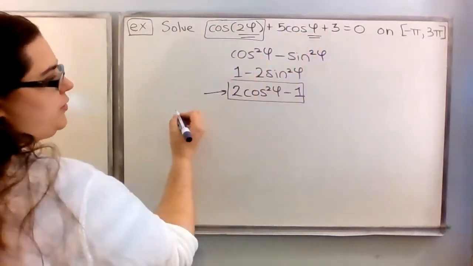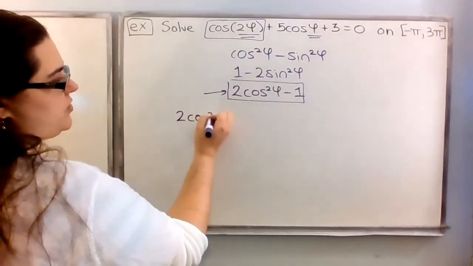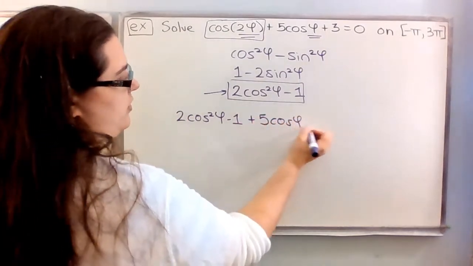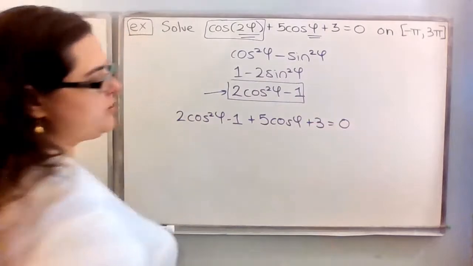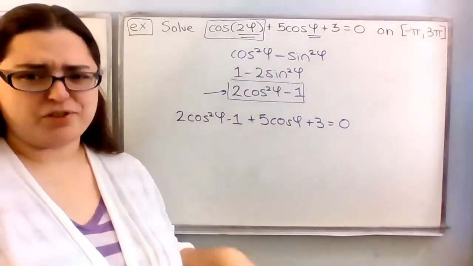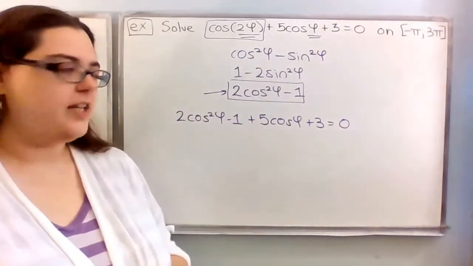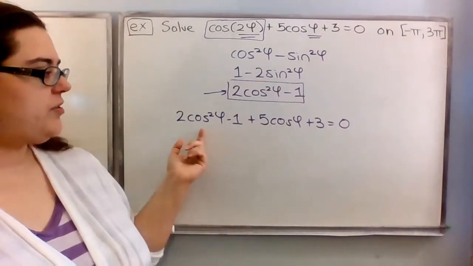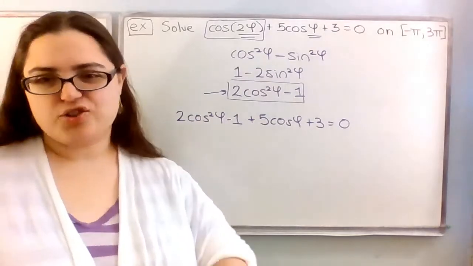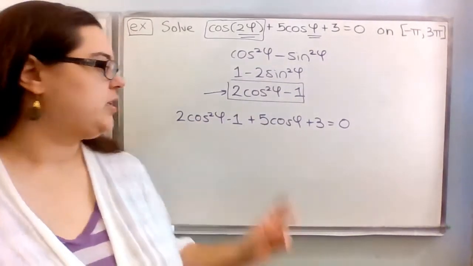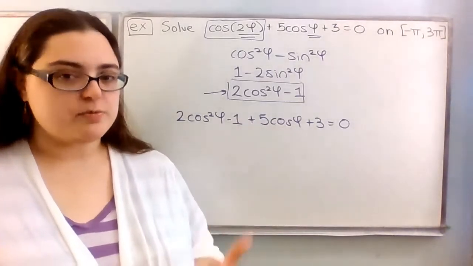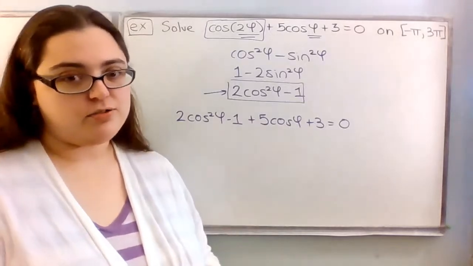So this equation is going to become 2 cosine squared phi minus 1 plus 5 cosine of phi plus 3 is equal to 0. Now this is very similar to the last example, actually, where we had cosecant squared and then cosecant. Now we have cosine squared and then cosine. I'm going to show you that we could do a little substitution here and rewrite cosine squared phi and cosine phi as an x. If that helps you envision these problems a little bit more easily, you can go ahead and do that.